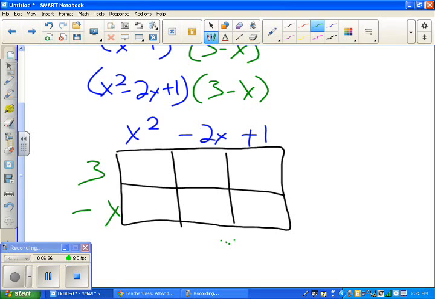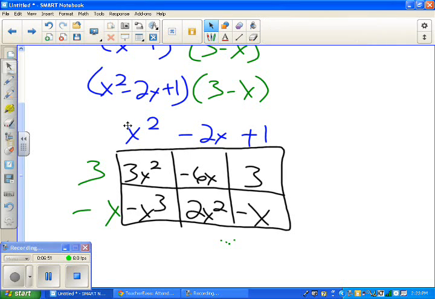And then you simply multiply the row times the column. So x squared times 3 is 3x squared. Negative 2x times 3 is negative 6x. 3 times 1 is 3. Negative x times x squared is negative x cubed, and so on and so forth.